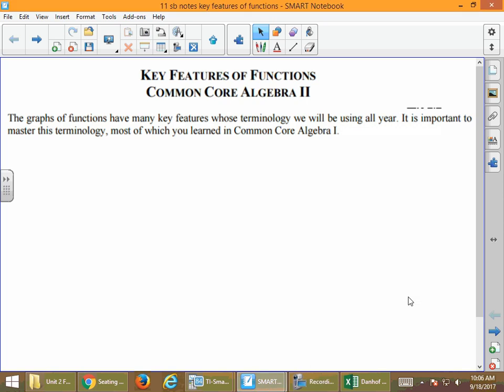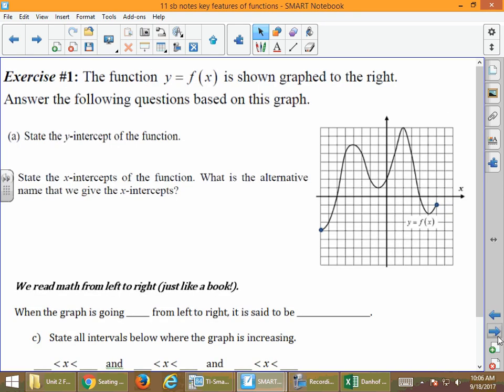Today we're going to look at key features of functions. We've actually talked a lot about key features of a function already, but we're going to add in the last few pieces. Some of them we're more familiar with, based on our first example here, where the graph of y equals f of x is shown to the right.